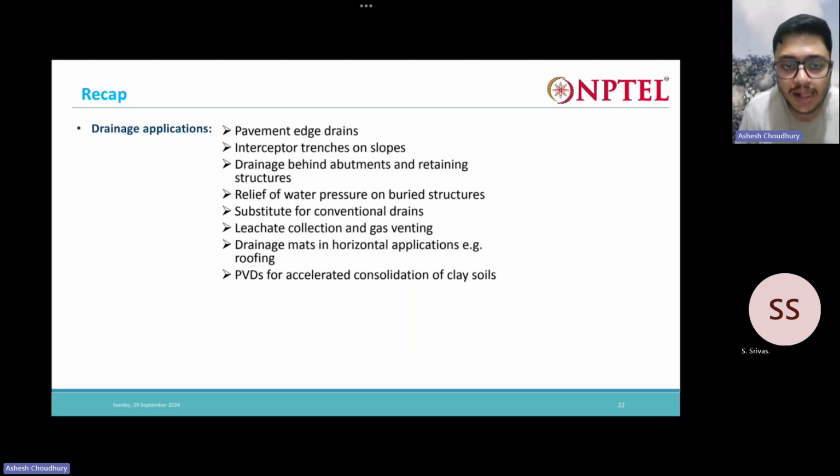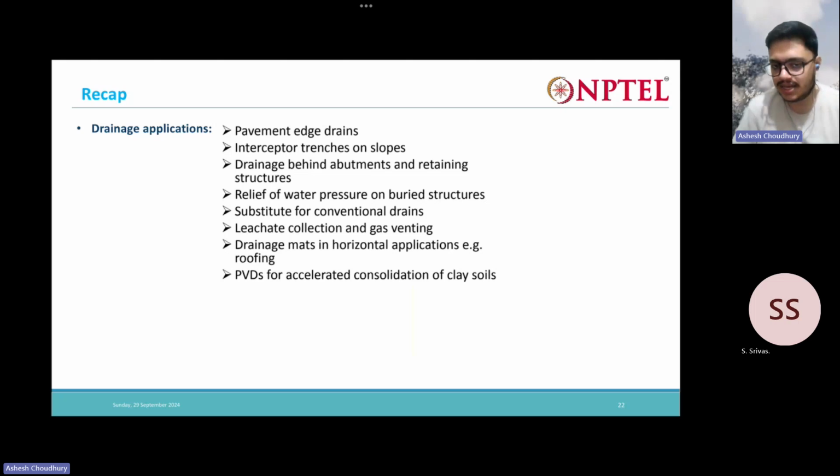Then drainage in abutments and retaining structures. We already discussed this in the initial classes, when we were discussing the functions of geosynthetics. Why is drainage behind retaining walls very important? Behind the face of the retaining wall, we have to provide adequate drainage of water. Then relief of water pressure on buried structures, substitute for conventional drains, leachate collection and gas venting. This you don't know till now, so we'll discuss it later also.